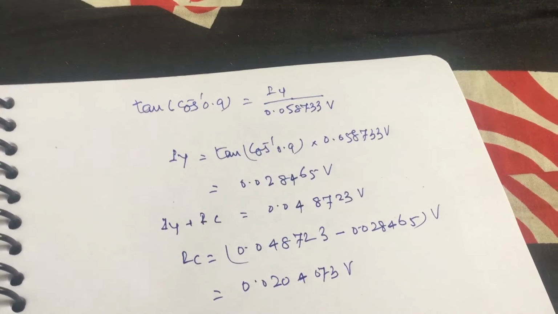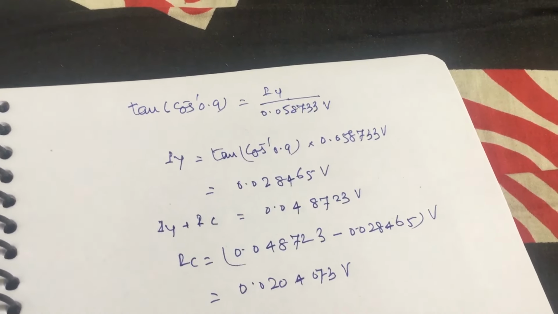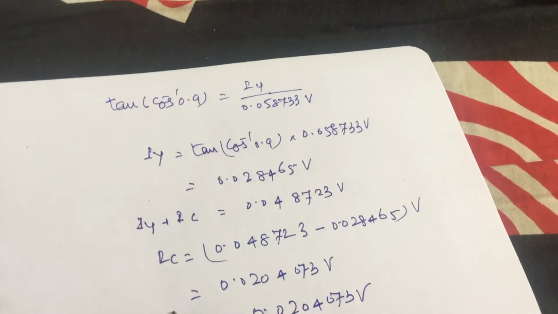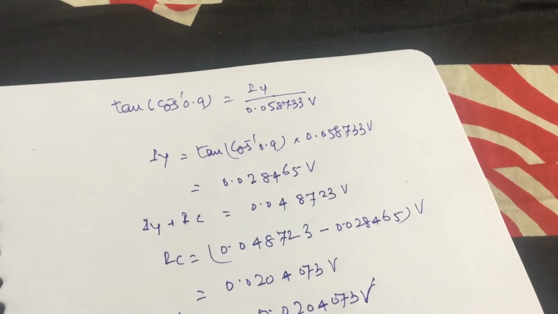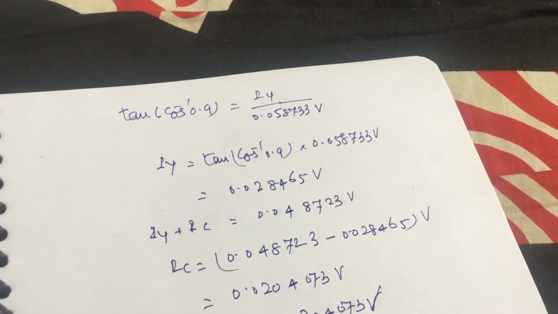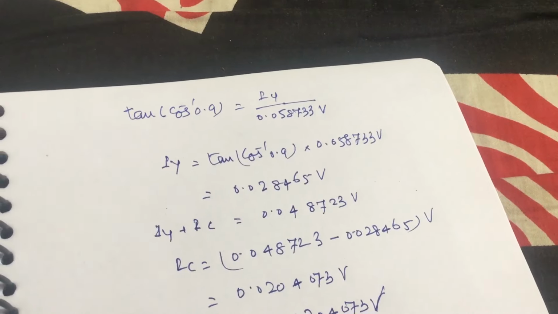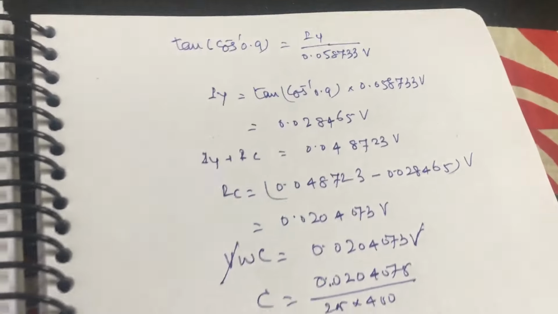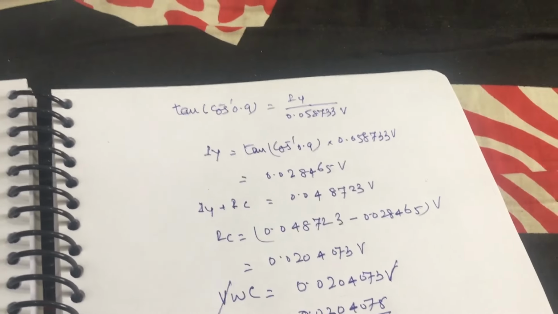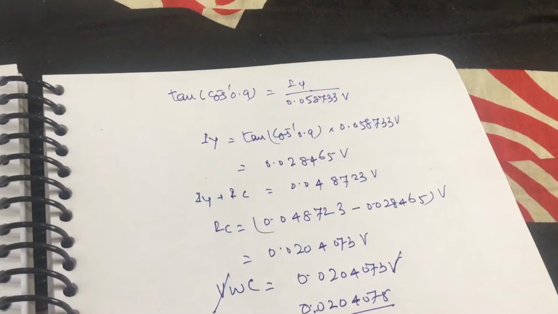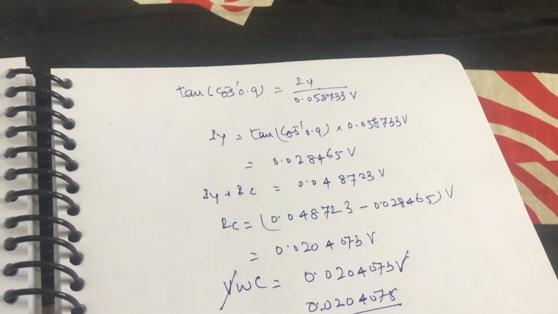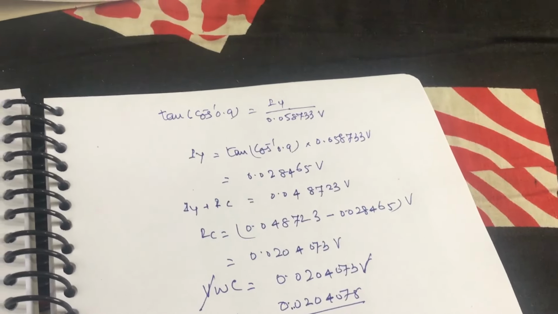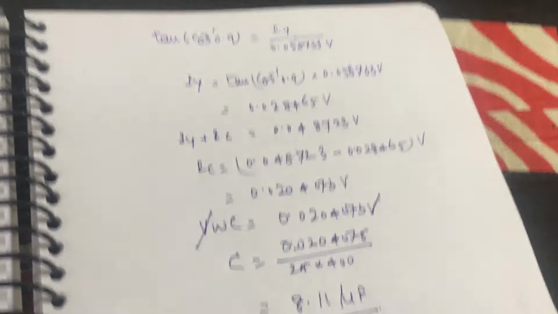Now IC will be equal to V omega C, so this will be equal to 0.204. This V will cancel with this V, so we will get C equal to 0.2075 divided by omega. Omega is 2πf, that is 400. Now if we calculate it, then we will get 8.11 microfarad. So we will have to connect this much capacitance across the supply terminals to improve the power factor to 0.9 lagging.